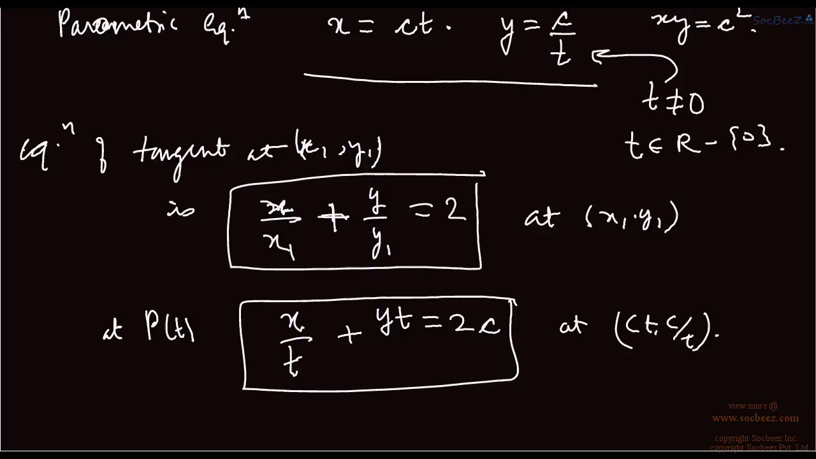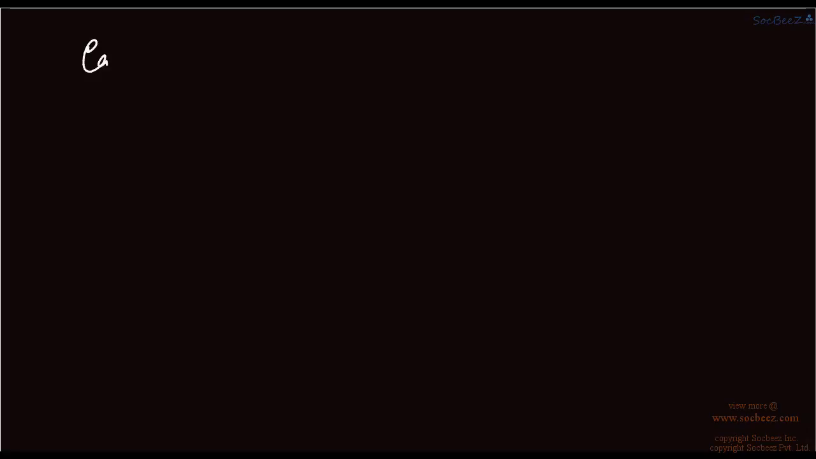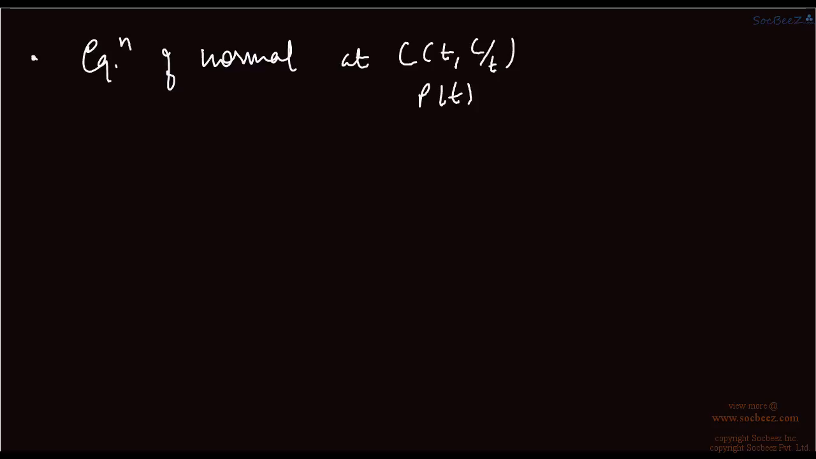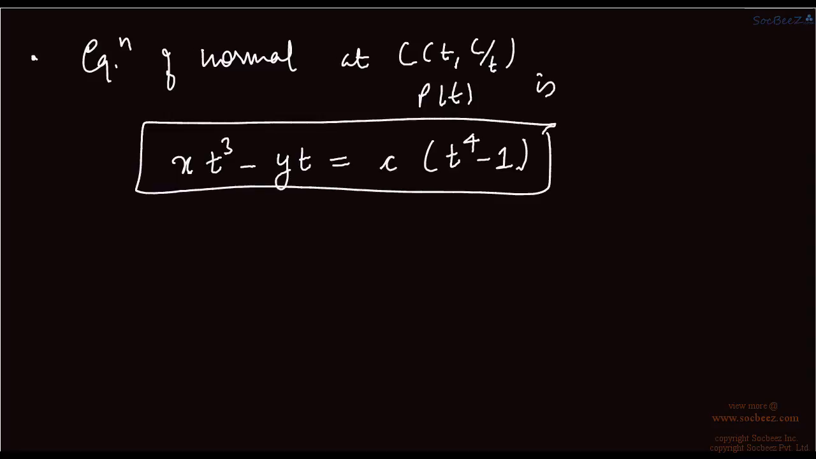Now we are going to read the equation of normal. The equation of normal for this hyperbola xy is equals to c square at ct comma c by t, which is also called pt, is xt cube minus yt is equals to c t to the power 4 minus 1. This is the equation for hyperbola.